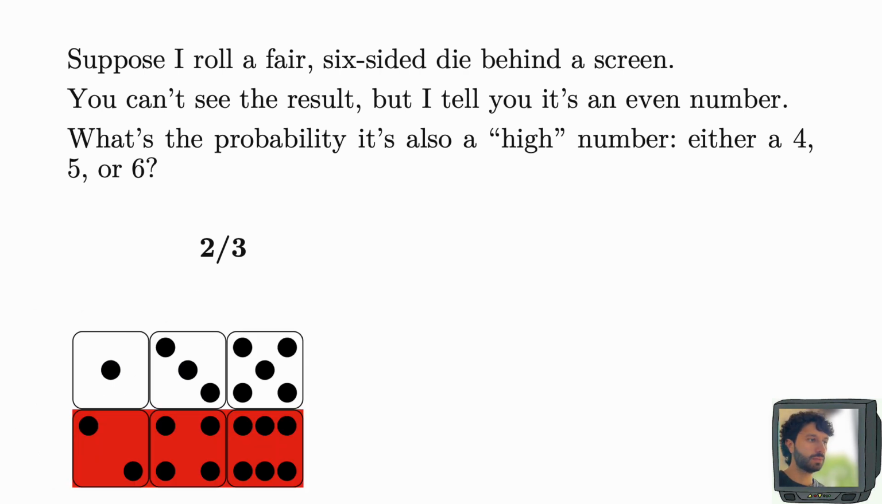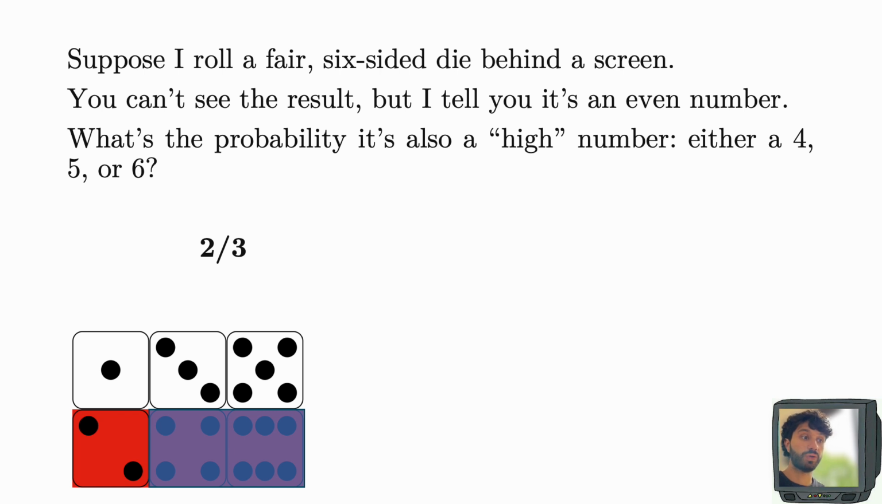Let's see. So here's a visual representation of the possible values that the die can have. So 1, 2, 3, 4, 5, 6. Now, remember, I told you that the die landed on an even number. So you know that the die landed either on a 2, a 4, or a 6. And then the question is, what's the probability that it's also a high number? And so here, the only two possibilities are 4 and 6, shaded in blue. So that's the intuition for why it's a 2/3 probability that it also landed on a high number.